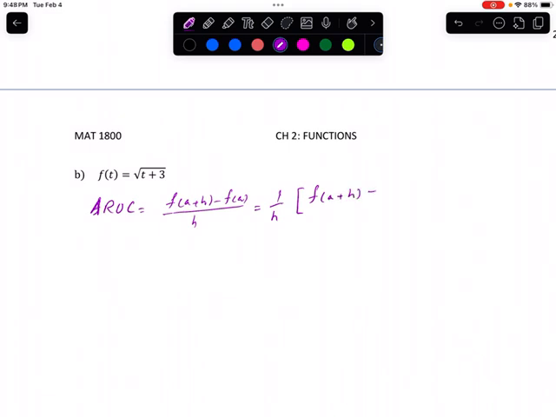I would recommend that every time you write it like this and then expand, which will be equal to 1 over h times f of a plus h, which gives me square root of a plus h plus 3 minus square root of a plus 3. So now what do we do? We cannot put these two under one square root sign. There is no such rule. So how do we simplify? Because we cannot cancel this h with anything up here. So this is kind of the trick.